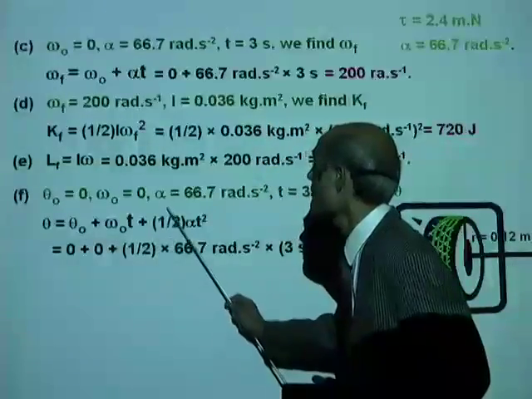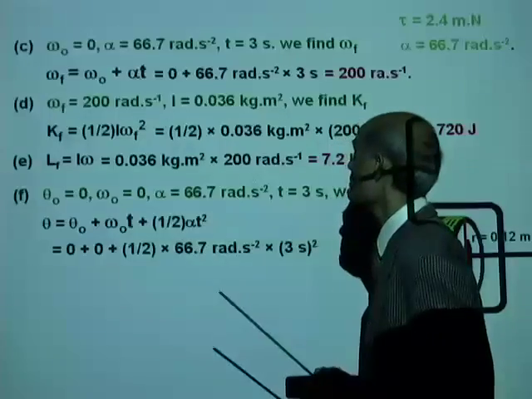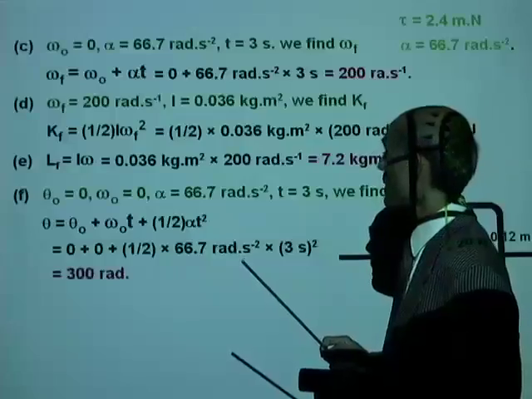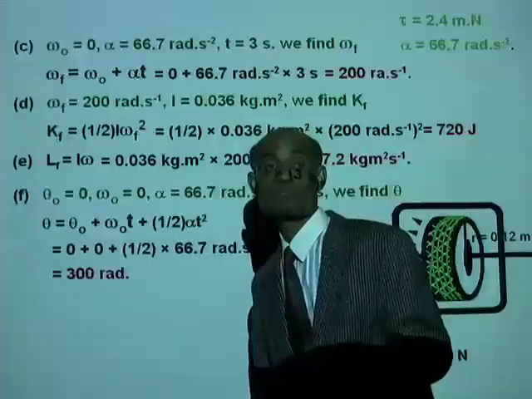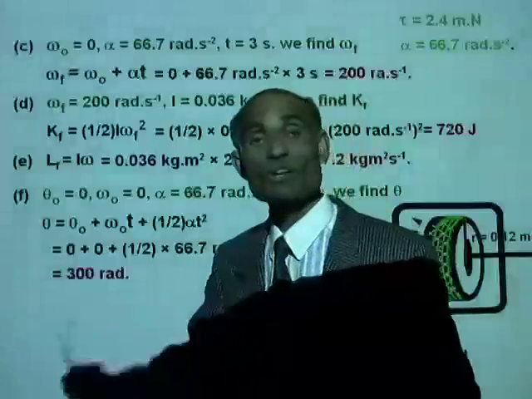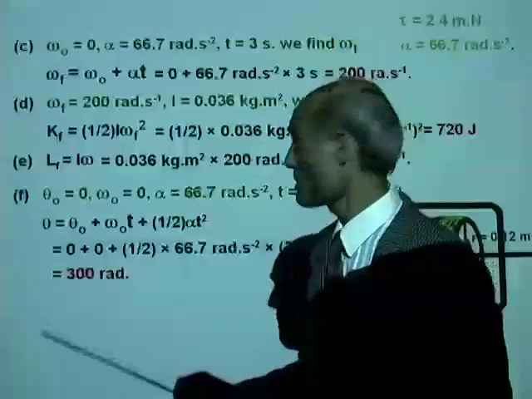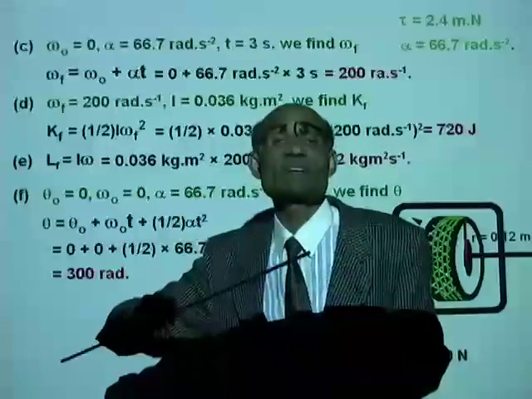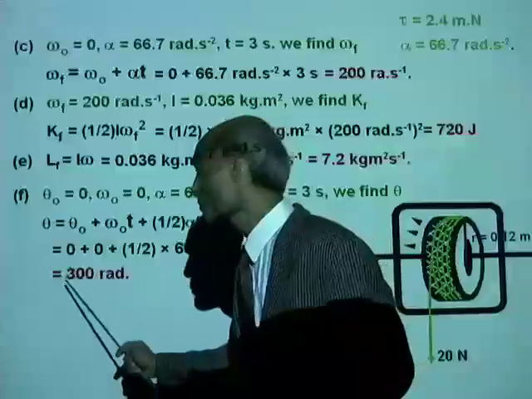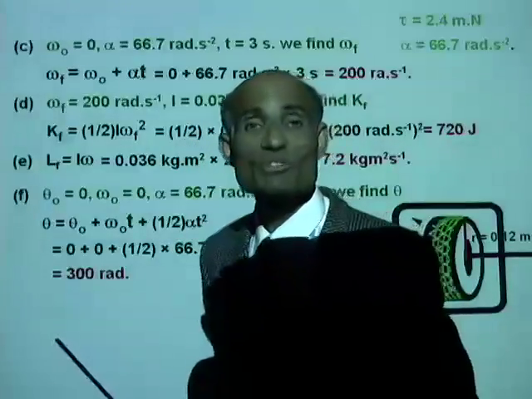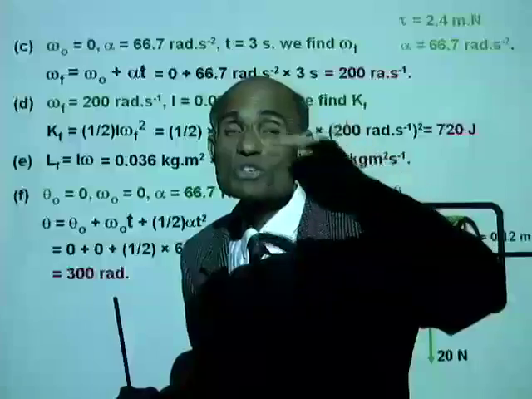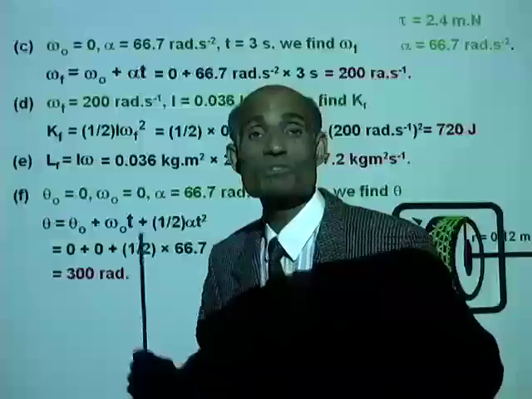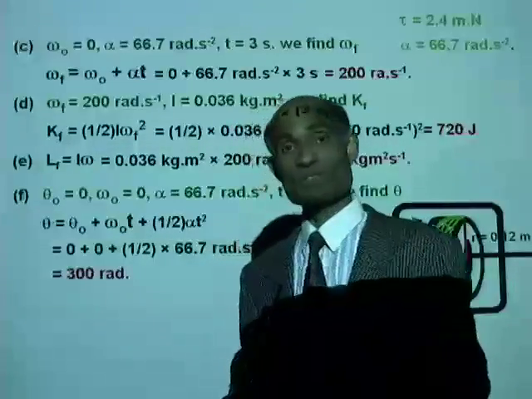That will be 1/2 alpha, 66.7 radian per second squared, times t squared, 3 seconds all squared. And that is 300 radians, the angle it described during that time. Suppose I ask you, how many revolutions did it complete during that time? How do you do that? 300 radians is how many revolutions? Each revolution is 2 pi radians. Therefore, 300 radians will be 300 divided by 2 pi revolutions.